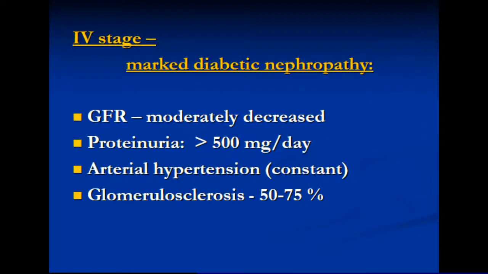Marked diabetic nephropathy. Glomerular filtration rate moderately decreased. Proteinuria more than 100 milligram per day. Arterial hypertension constant. Glomerulosclerosis around 50 to 75%.